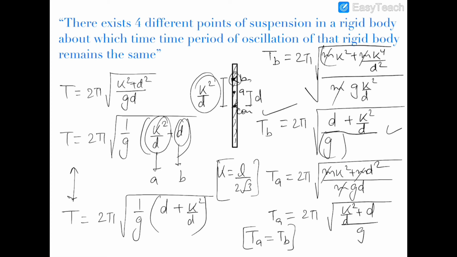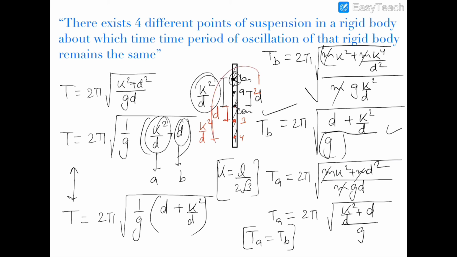But why am I saying that there are 4 points about which the time period would be same? Because it is due to the fact that the 2 points would be at a same distance below the center of mass. So this is point number 1, this is point number 2, this is point number 3, which is at a distance of d, and this is point number 4, which is at a distance of k square by d.